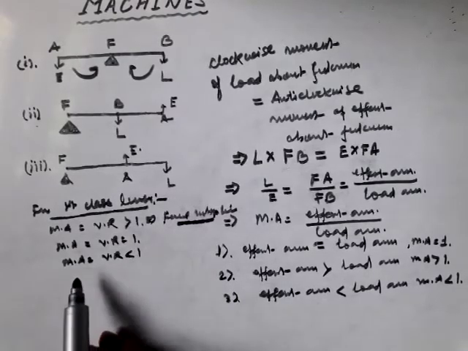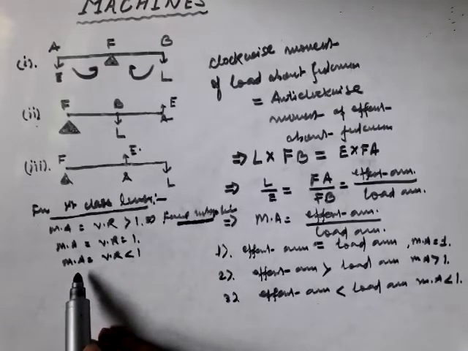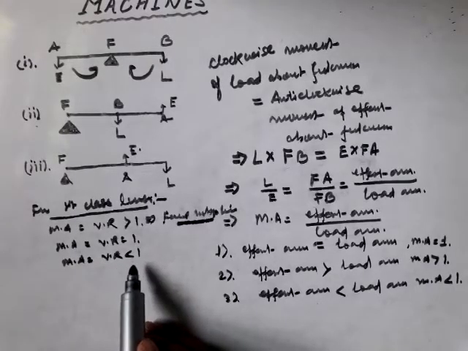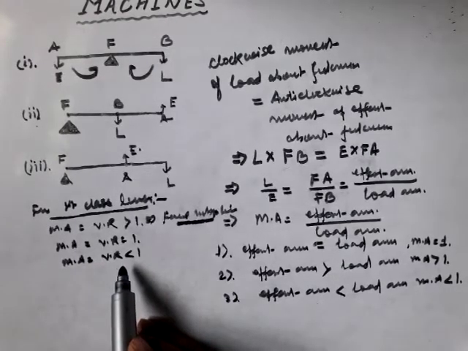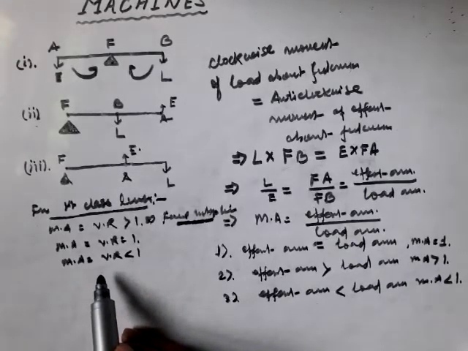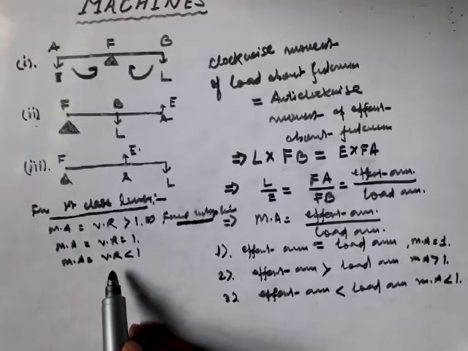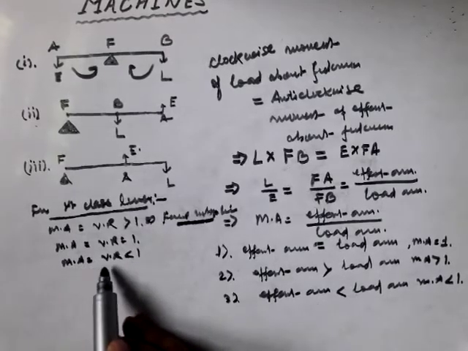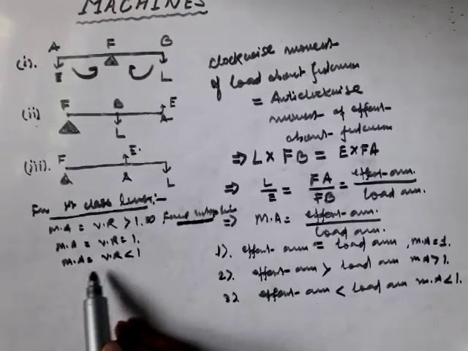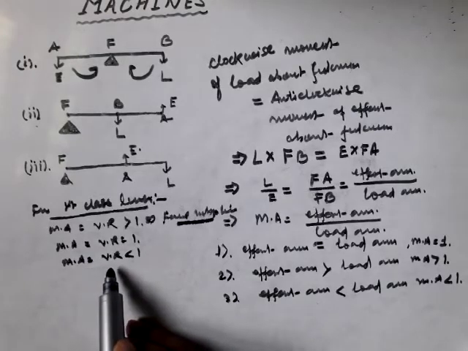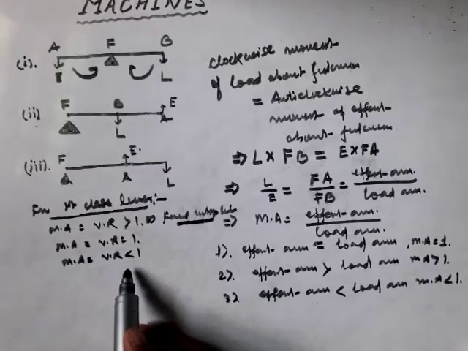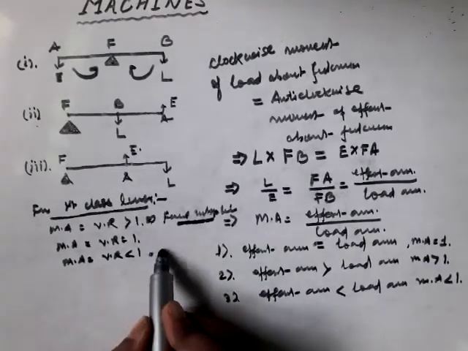And what happens when mechanical advantage and velocity ratio are less than 1? In this case also, the effort arm is less than the load arm. Okay, effort arm is less than load arm. In this condition, it acts as a gain in speed.